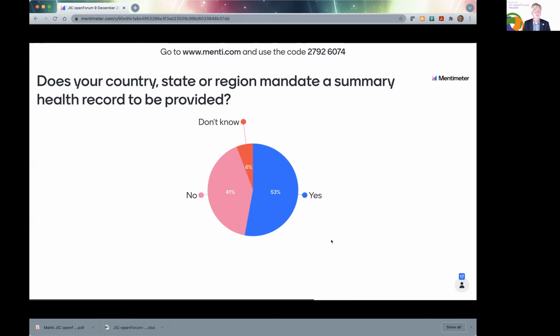So we're getting 16 answers out of 64. So please keep on going, either with your browser or your phone, to menti.com so we know where we are. And as was mentioned in the previous talk, we need to lobby with governments to actually create a mandate for a summary health record. Still some people coming in, I think. Yes, there are some answers coming in still.